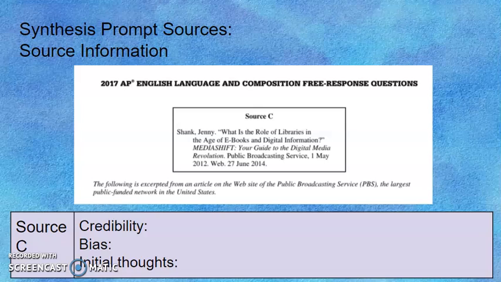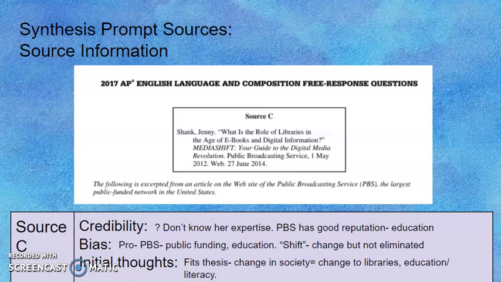So then I move on to my next one. I got my little box. What do I think about this? Well, I don't really know Jenny Shank's expertise, so it's questionable at this point. Maybe it's in the article, maybe I don't know. But I do know PBS has a good reputation. They're often used in education, documentaries, things like that.